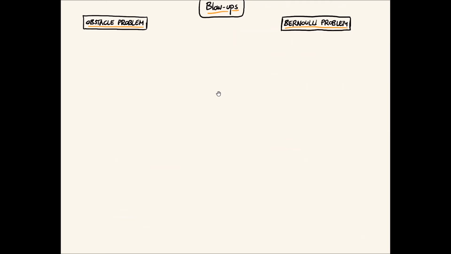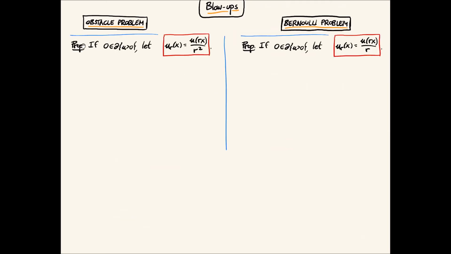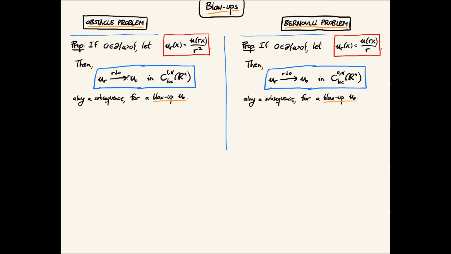So the result is then as follows. This is like a proposition. If you have a free boundary point and you consider the natural scaling for the function, then the rescalings converge in C^{0,alpha} norm or in C^{1,alpha} norm, depending on the problem. They converge along a subsequence to a blowup U_0. So they simply converge to something. They converge to a function that is C^{1,1} here, or Lipschitz here, and this is what we call the blowup. In particular, the blowup is non-zero and it's not infinity. So they really converge to something. Okay, so this is good.